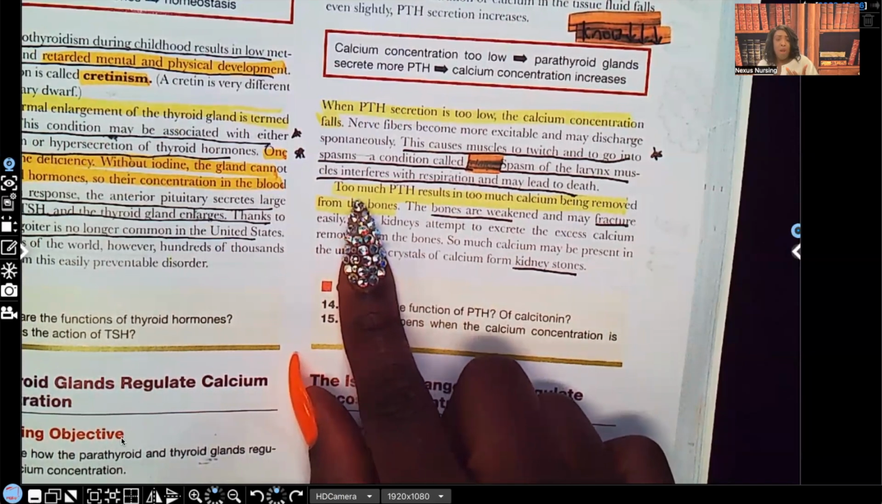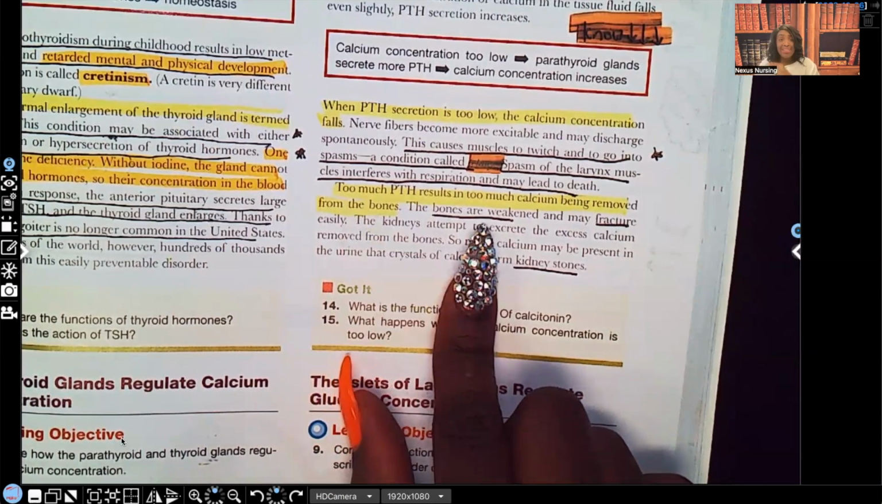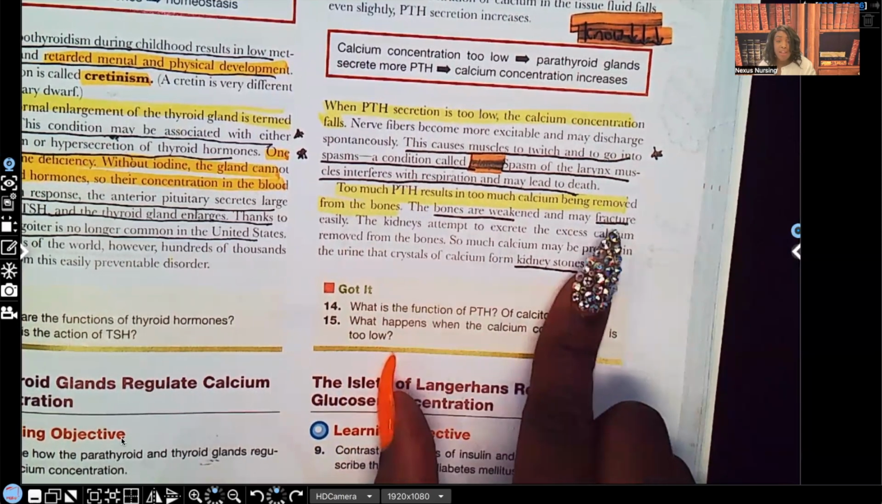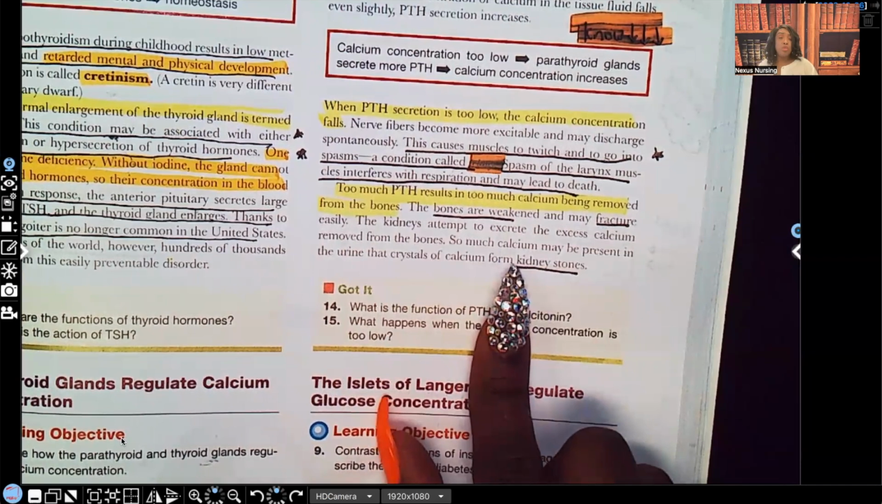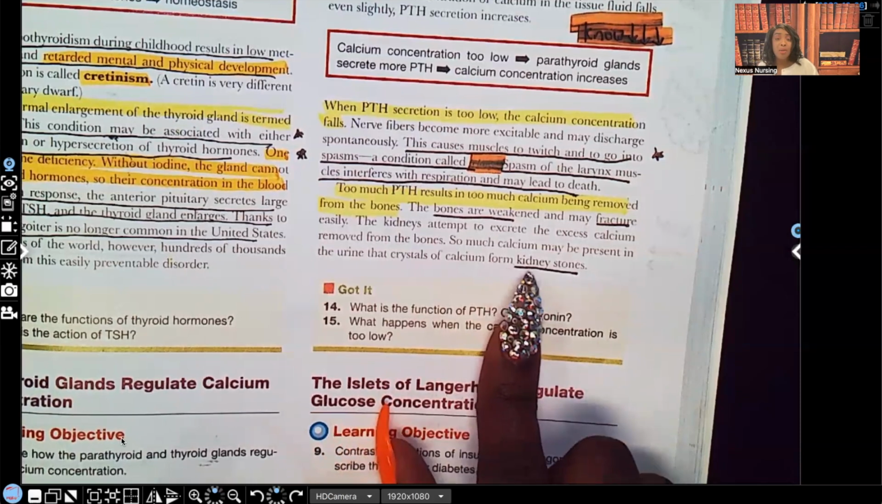All right. Why is that a problem? The bones will get weak. Remember, that calcium in the blood is taking calcium away from what? The bones. So the bones will be weak. The patient's going to be at risk for fractures. Now, here's the thing. Your kidneys are going to try to help you. So your kidneys are going to try to filter out all of the calcium. And then what happens is those calciums, they tend to just clump up. And before you know it, the patient has kidney stones.